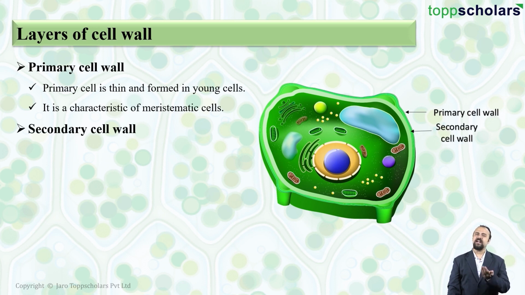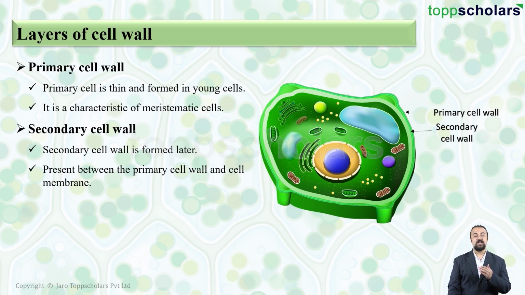Students, inside the primary cell wall, eventually another cell wall is formed known as the secondary cell wall. This particular cell wall is present between the primary cell wall and the cell membrane.